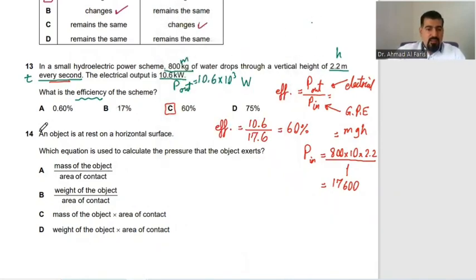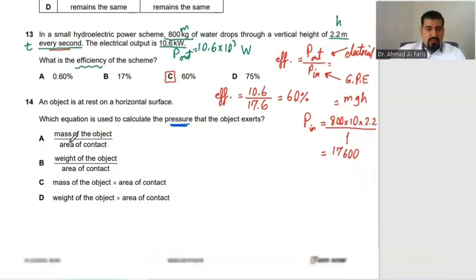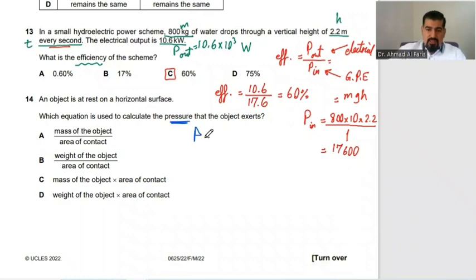Next. An object is at rest on a horizontal surface. Which equation is used to calculate the pressure that the object exerts? Pressure, we know, is equal to force divided by area. And the force usually is the weight of the object. It's not the mass, it's the weight of the object. This is the force in this situation. So mass of the object, no. Weight of the object, yes. Divided by what? The contact area. So not multiplied. So the answer is B for question 13.